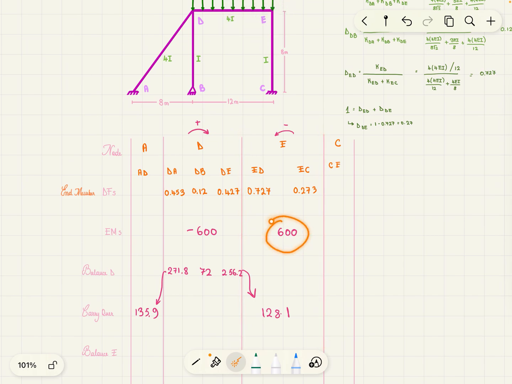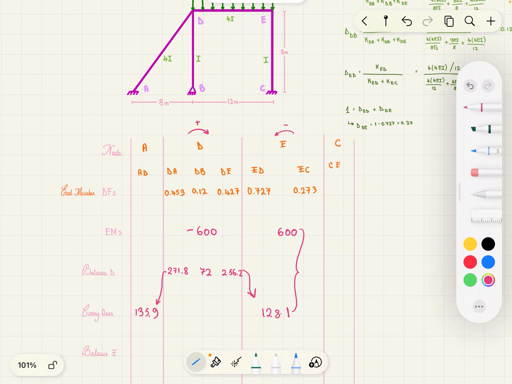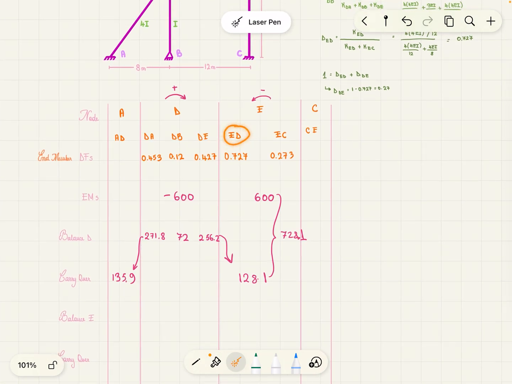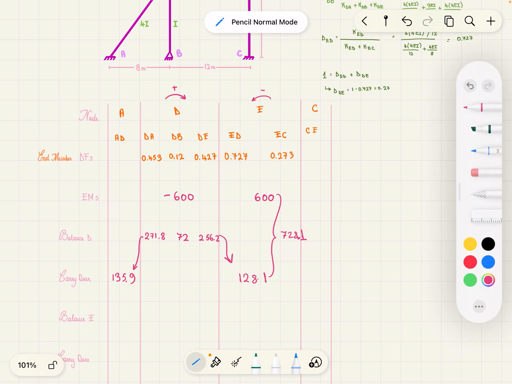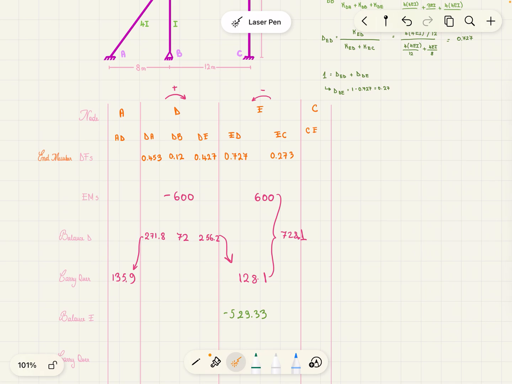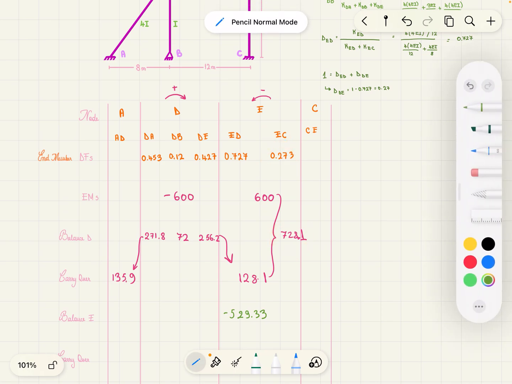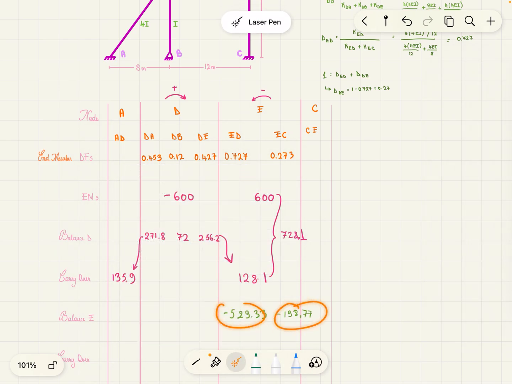Okay, so now let's look at the column for E. We have this value of moment and this value of moment that we need to distribute into members ED and EC using the distribution factors. So the total sum of the moment we're going to be distributing is 728.1. So for ED, the moment is the distribution factor times the moment we're distributing, and you're going to get minus 529.33, and for EC, the distribution factor times the moment we're distributing, minus 198.77.